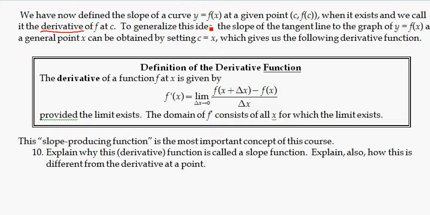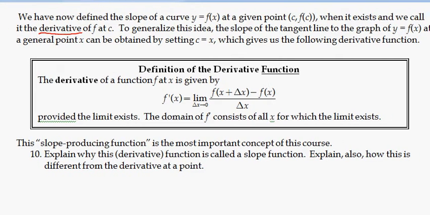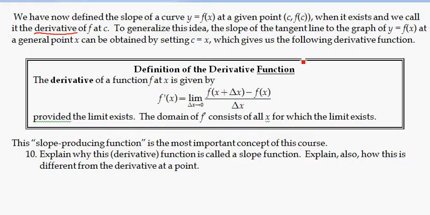But to generalize this idea, we want to really think about the slope of the tangent line to the graph, y equals f of x, at a general point x, right? So in other words, I don't want to have to find the slope of a function at one point and then have to work through that whole limit definition all over again to find the slope at another point and then at another point and another point. I want to do this in general. I want to do this at a general point x.